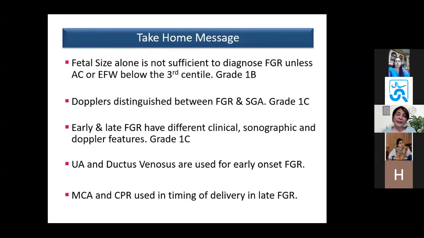So the take-home message from me today is that size alone is not sufficient to diagnose fetal growth restriction unless the abdominal circumference or estimated fetal weight is below the 3rd centile, which means that on the basis of biometry, unless it's severe fetal growth restriction, you cannot say that. You would need the use of Dopplers, because that would distinguish between fetal growth restriction and small for gestational age. It is important to know the early or late fetal growth restriction, as they are different entities.